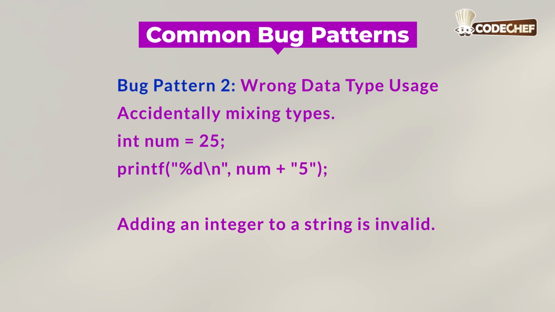Bug pattern 2: wrong data type usage. Here you can see an accidental mixing up of types. In the example, int numeral is equal to 25 and printf is here. Adding an integer to a string is invalid. Here we have added an integer to the string 5, which is invalid.